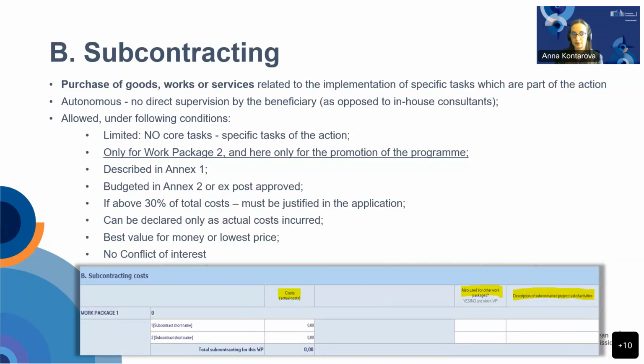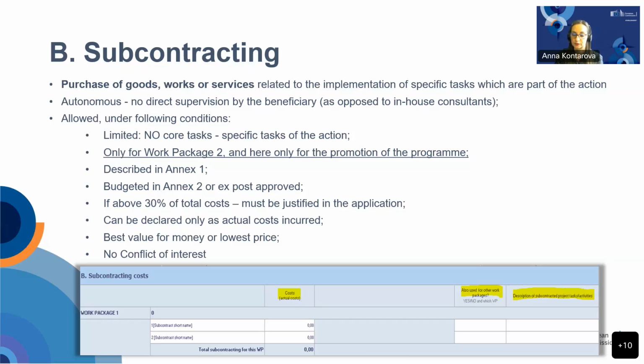Another big cost category is basically subcontracting, which serves to purchase goods, works, and services which are related to the implementation of the specific tasks which are part of the action. This is very important. Normally, subcontractors work without the direct supervision of the beneficiary, as opposed to in-house consultants, and subcontracting is limited. Basically, no core tasks such as project coordination or management can be subcontracted. And another limitation for this specific call is that subcontracting is allowed only in work package 2 and here for the promotion of the program.